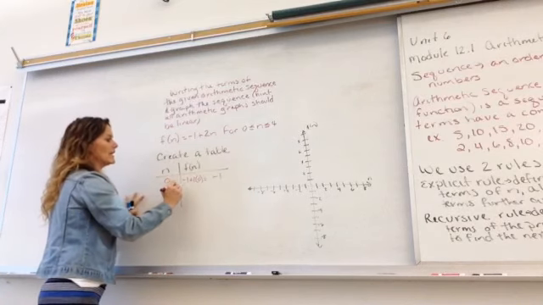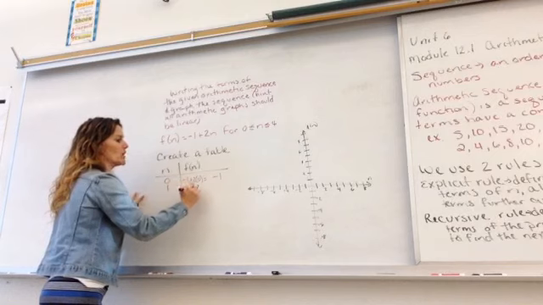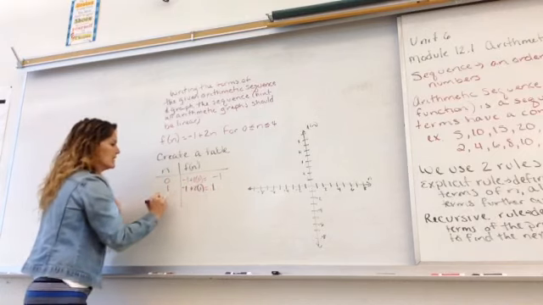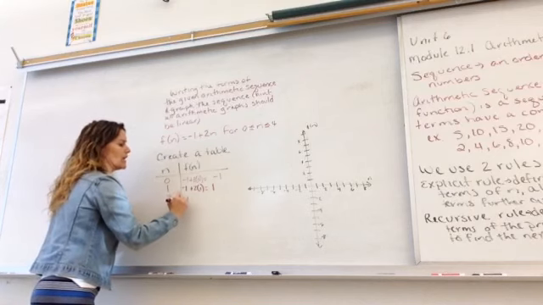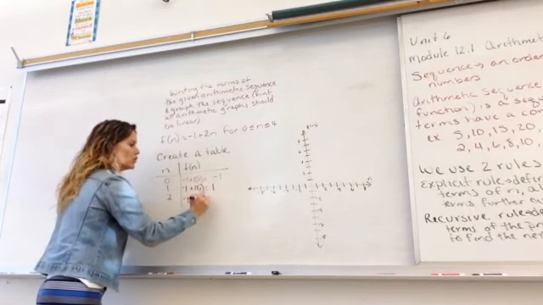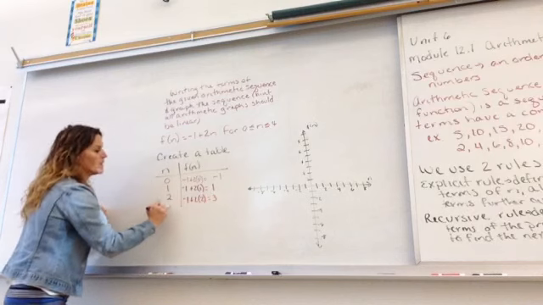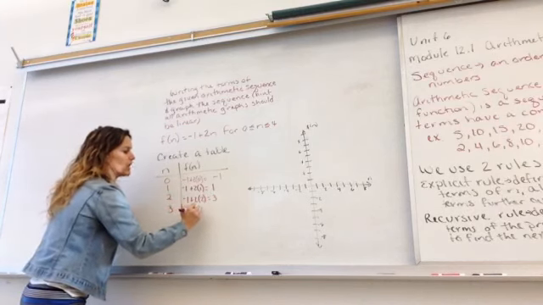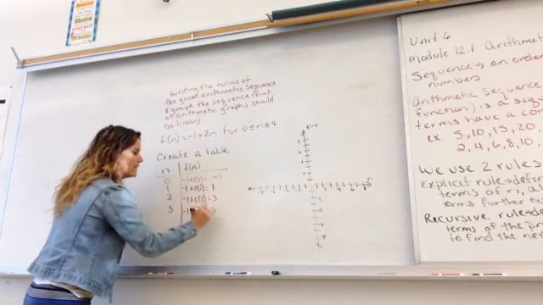For 1, I plug it in, I get negative 1 plus 2 times 1. That's 2 plus minus 1 is 1. Plug in 2. We get negative 1 plus 2 times 2, which is 3. Plug in the value of 3. We get negative 1 plus 2 times 3. That's going to be 5.